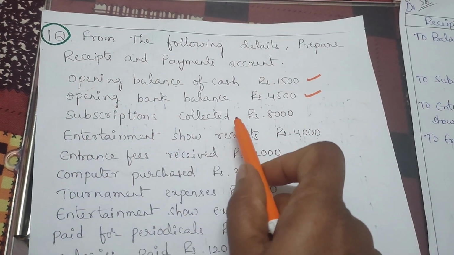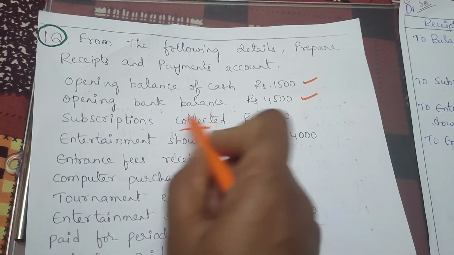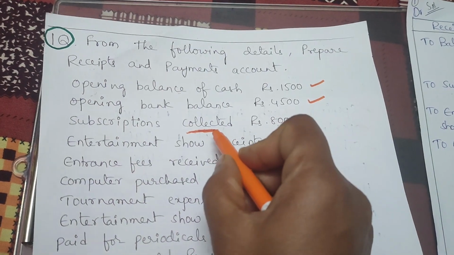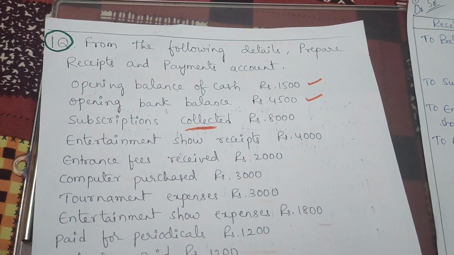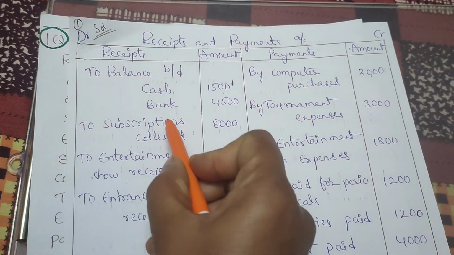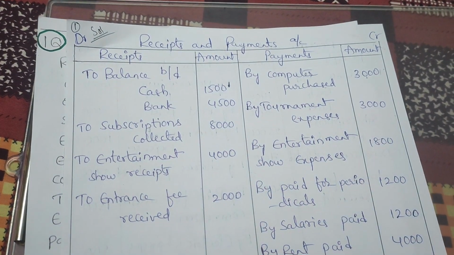Next, subscriptions collected. Collected means received. So this will appear on the debit side. Because we can observe the word collected, we can write it on the debit side because it is received. Collected, received, all are the same. So subscriptions collected under receipts, we recorded 8,000 rupees.